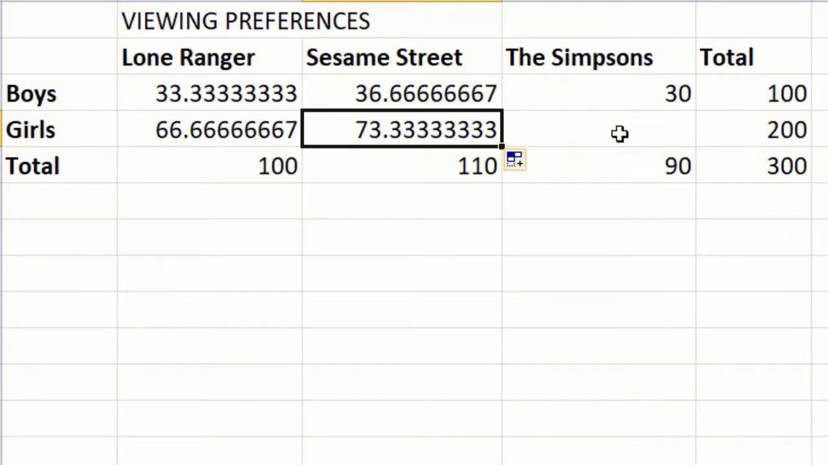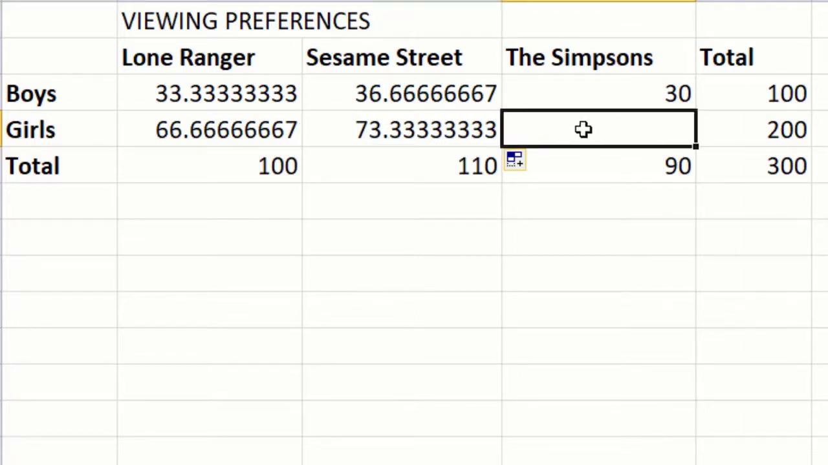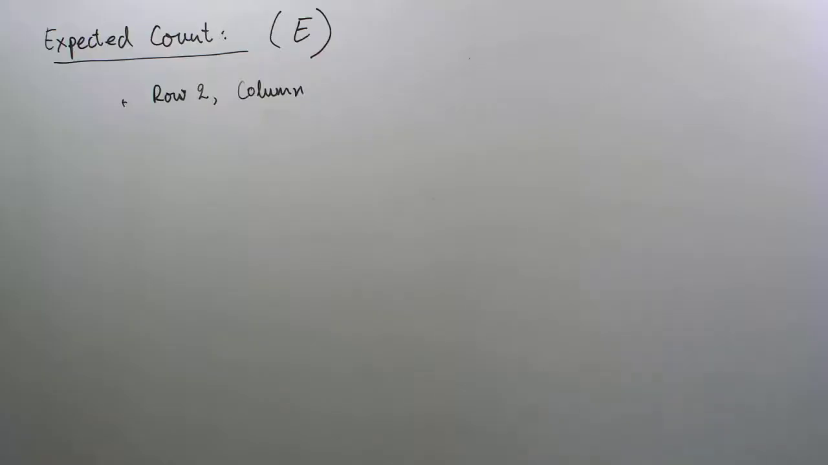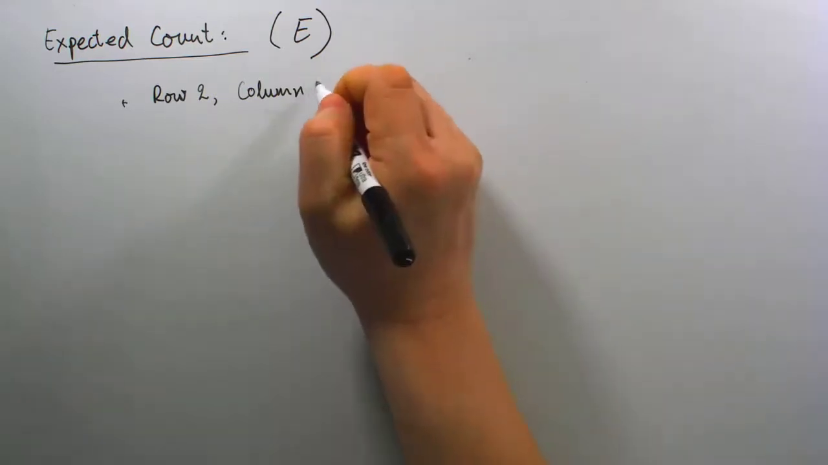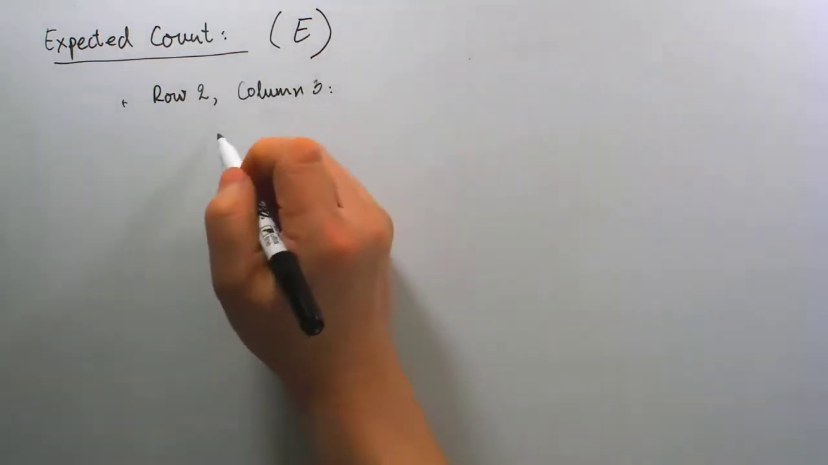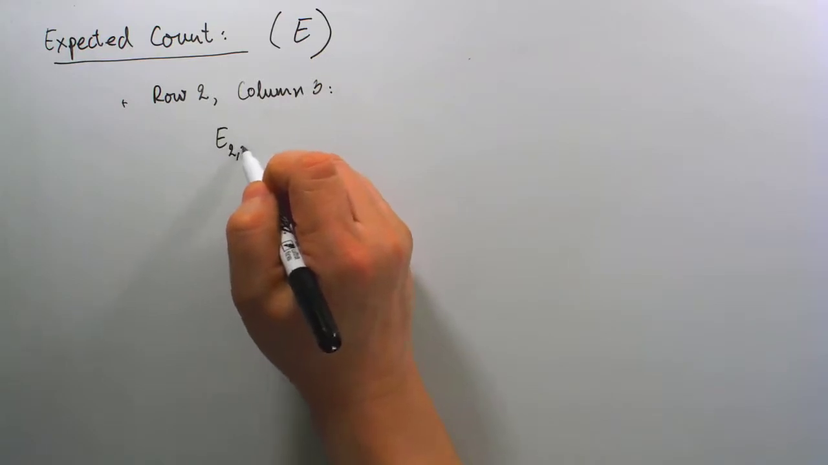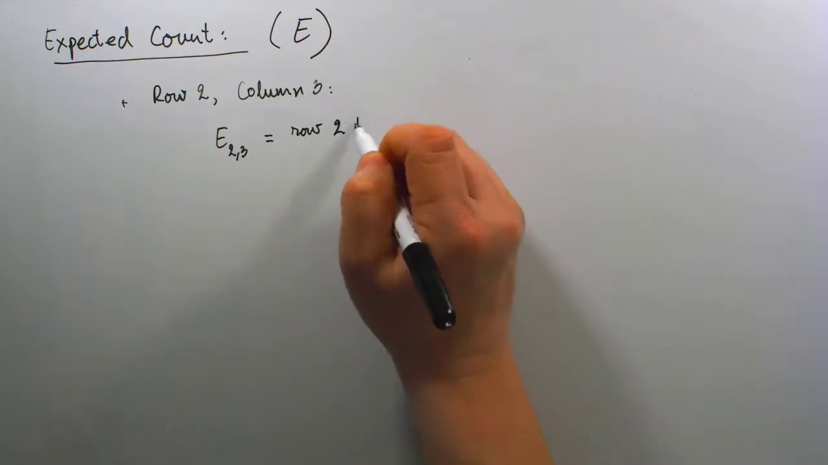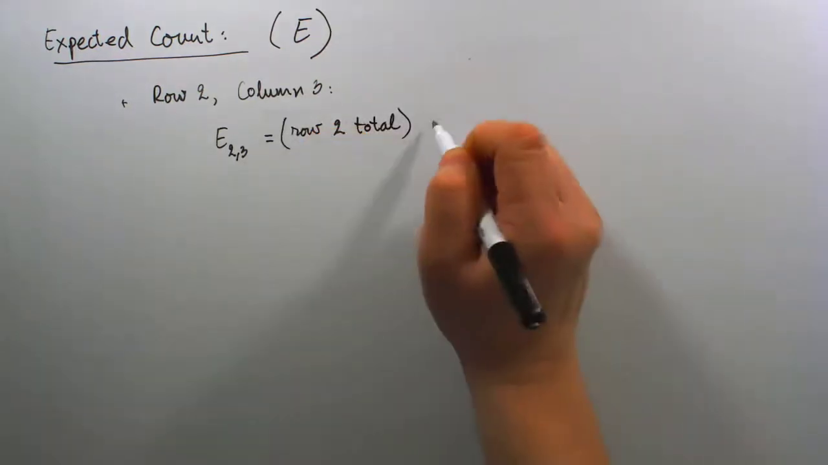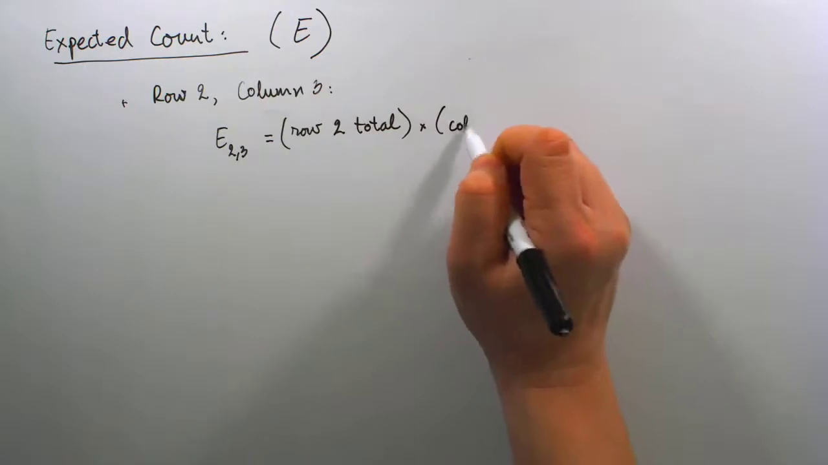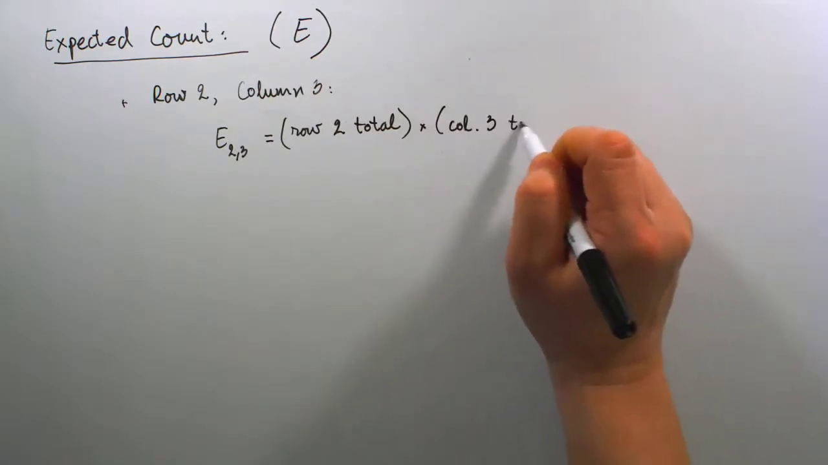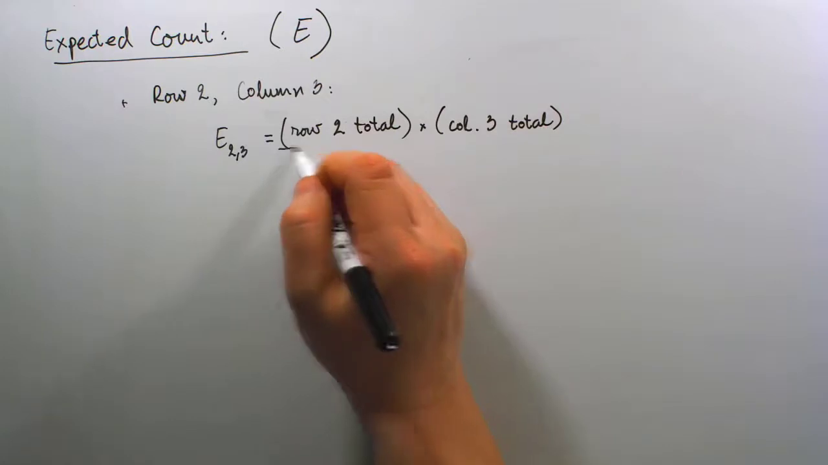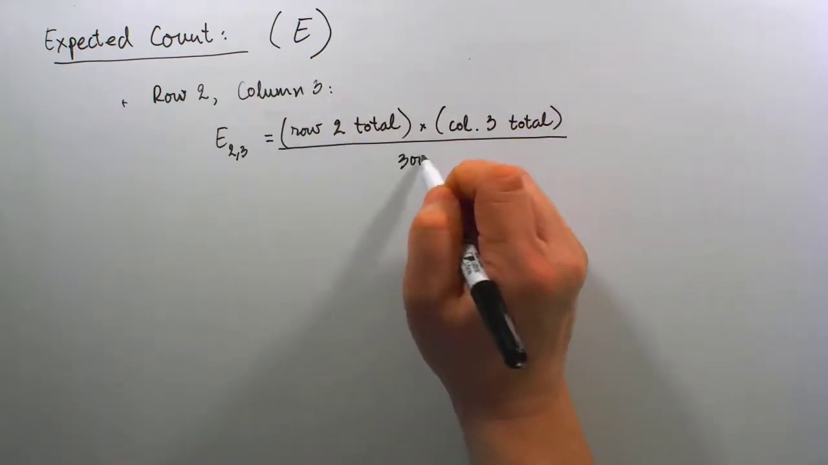So we have one more to go. So far we have made 5 of those expected counts, and it's now time to advance to the expected count for row 2 and column 3. All right, so now row 2, column 3, E23. I'm going to look for the row 2 total, multiply that with the column 3 total, and divide the product by the sample size, 300.